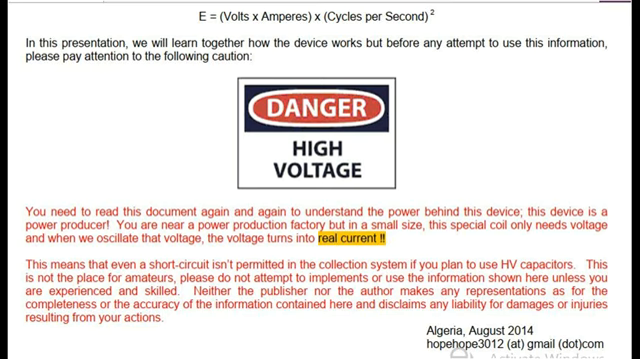This is not the place for amateurs. Please do not attempt to implement or use the information shown here unless you are experienced and skilled. Neither the publisher nor the author makes any representations as for the completeness or the accuracy of the information contained here, and disclaims any liability for damages or injuries resulting from your actions.